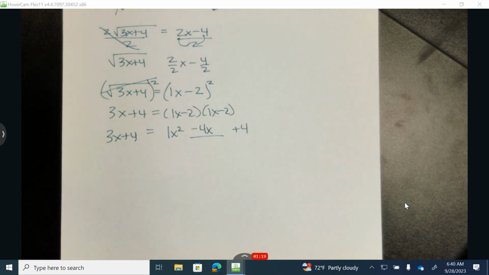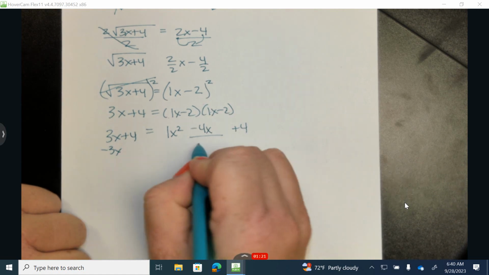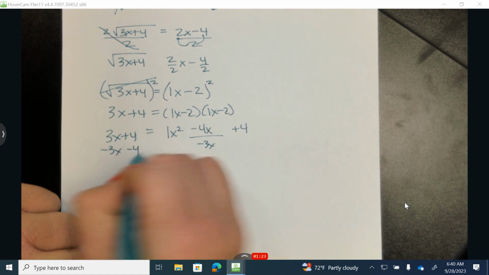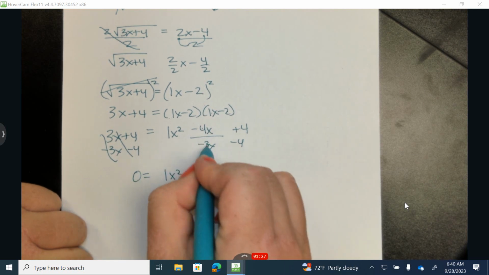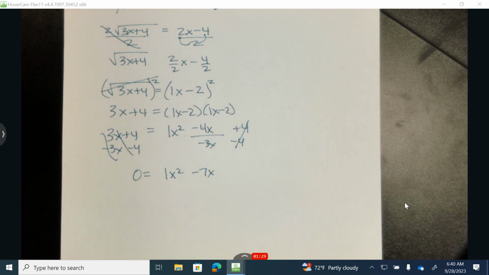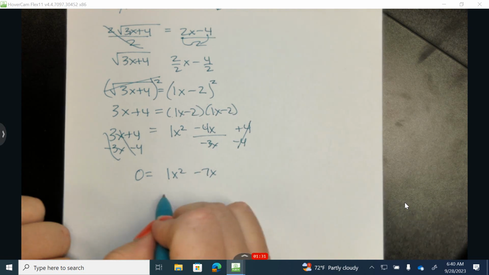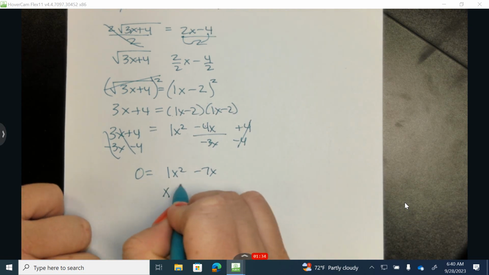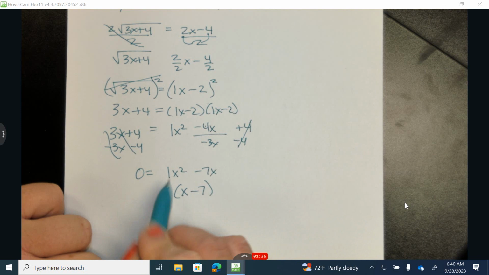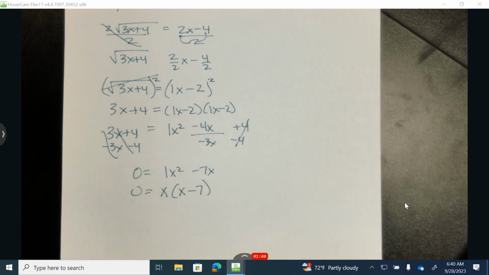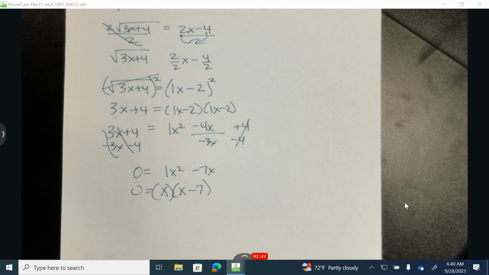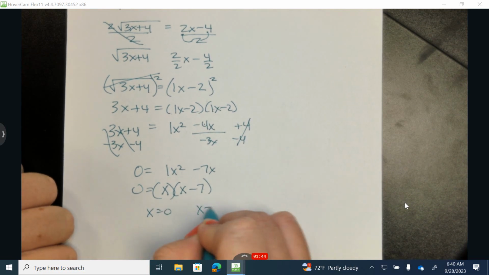Let's move everything to the side that has the x squared. So inverse operation says I do the opposite sign. So I have 0 equals 1x squared minus 7x, and the 4's cancel. Now to these two terms, I can factor out an x. I'm left with x minus 7. Here's 1x squared minus 7x. I'm going to take each one of those quantities, x and x minus 7, and set it equal to 0 and solve.